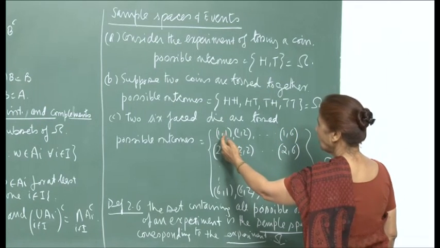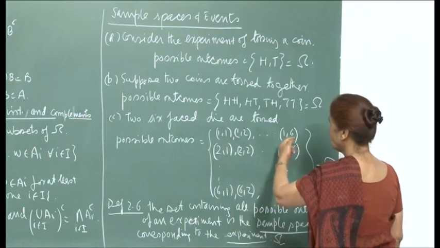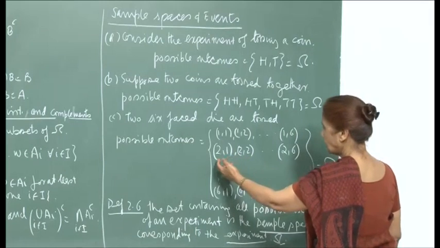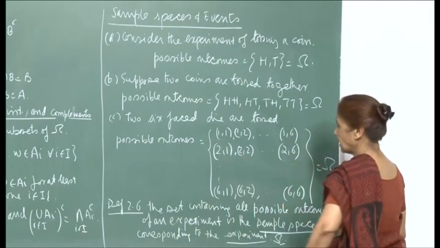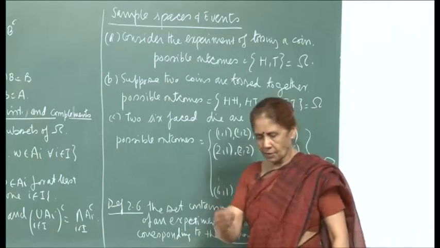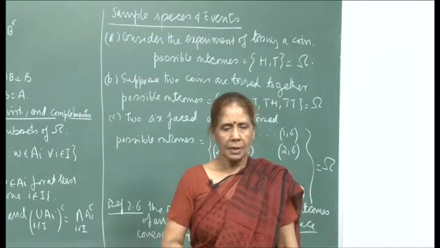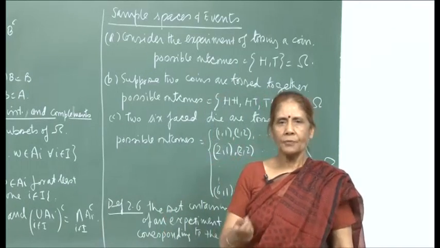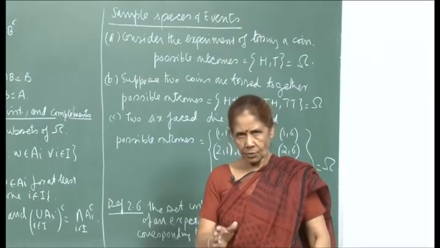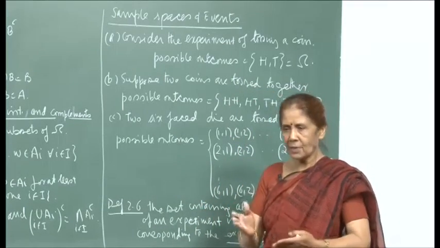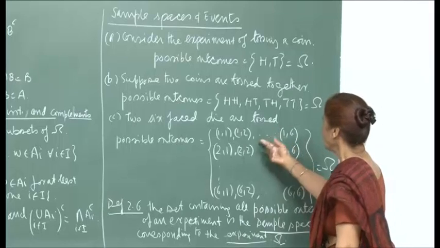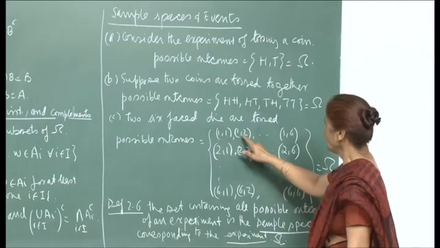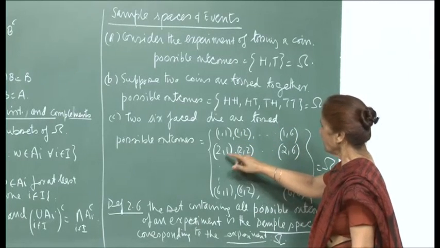That means the first die shows 1 and the second die shows 1, 2 or 6. And similarly, you can then say that it is 2,1; 2,2; 2,6. So, therefore, it is important when you are throwing two dice that you number them as 1 and 2, because this is an ordered arrangement, and therefore there is a difference between 1,2 and 2,1.